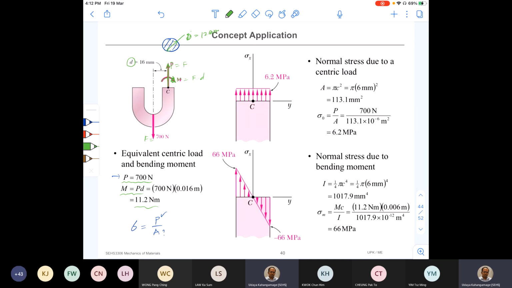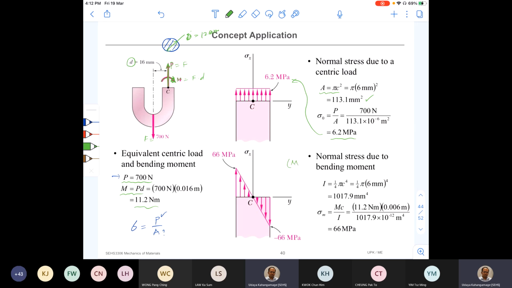Okay, so that means 6 millimeters radius. So now I can find out the area by πr², and by substituting r equal to 6 millimeters, I get this value. Okay, and then the stress, which is uniformly distributed, I calculated as 6.2 megapascal. So that is what I have drawn here. Okay, so it's a uniform distribution, tensile. And then the second part is from the bending moment, right?